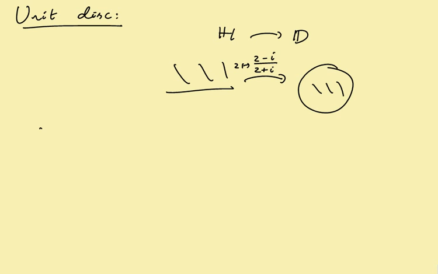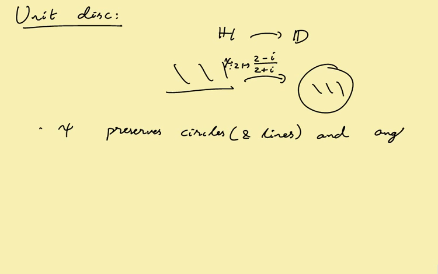I give this guy a name. Let's call this, better to have a notation here, Psi or something. Psi preserves circles, and here by circles I always mean circles and lines, and it preserves angles. So what does this mean? Hence, geodesics.